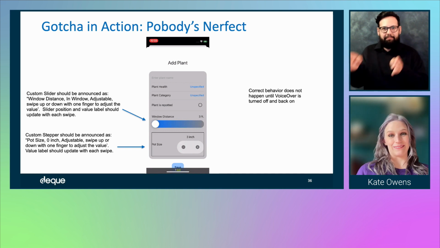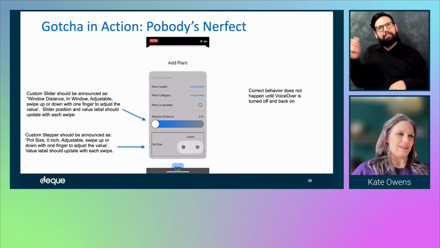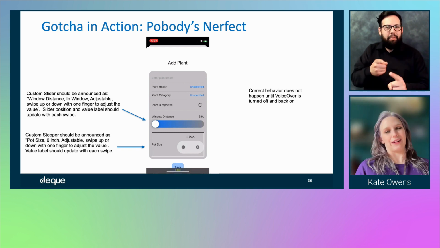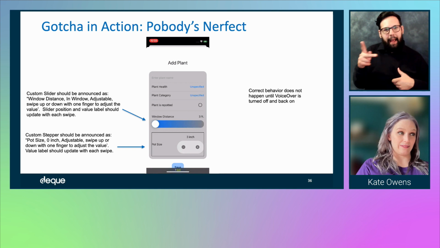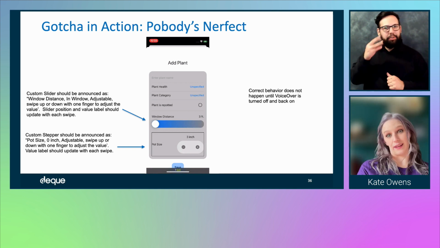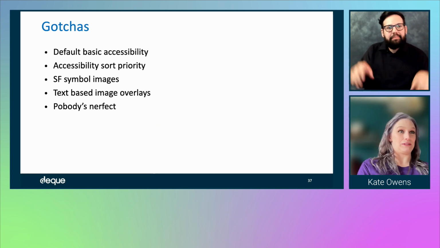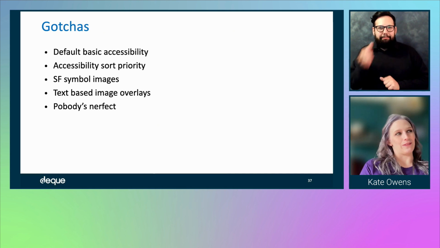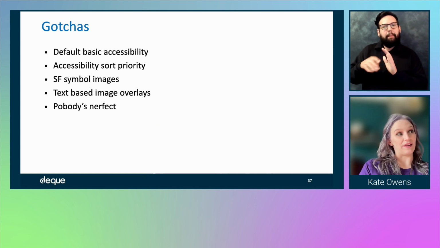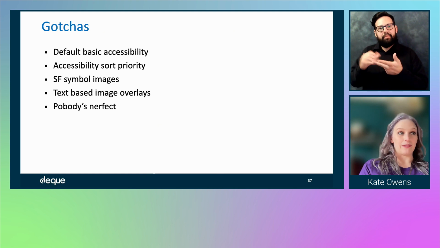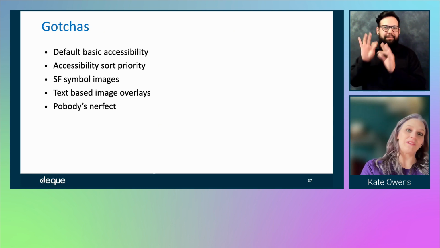So we got there. We got the right behavior, but we had to turn it off and back on again. So this is just a case in point why you can never replace that human element and why you've really got to experience your app and your app's accessibility firsthand. It is crucial, so you don't end up having things like this happen. So we've covered a lot in terms of the gotchas. Let's just go over them again. We've got default basic accessibility, accessibility sort priority, SF Symbol images, text-based image overlays, and last but not least, Pobuddy's nerfed. Those are our gotchas.